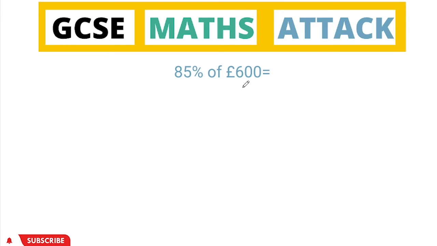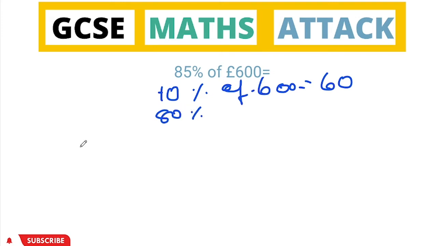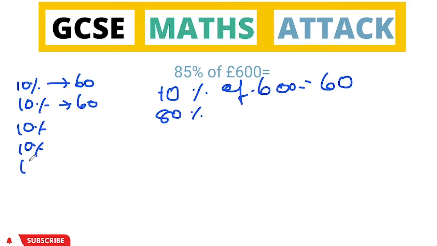85% of 600. The first thing I want to do is work out 10%. So 10% of 600 is 60. Okay, I need my answer to get to 80%. Well, I would need how many 10% to get to 80? I know one 10% gives me 60. Another gives me 60. So 1, 2, 3, 4, 5, 6, 7, 8.